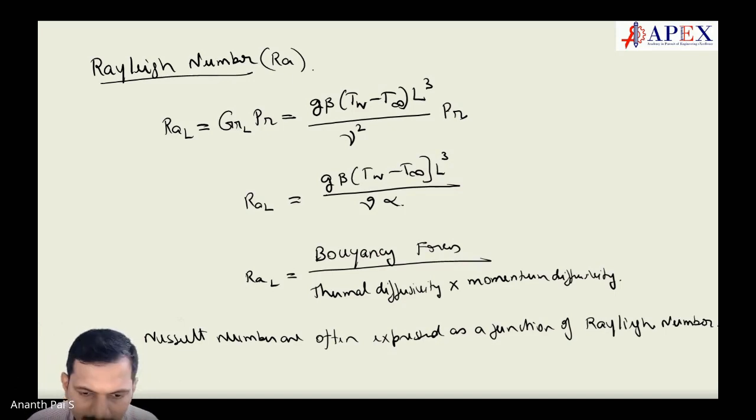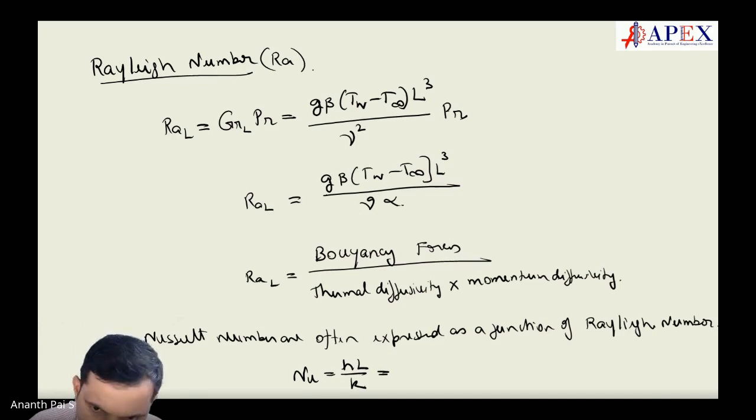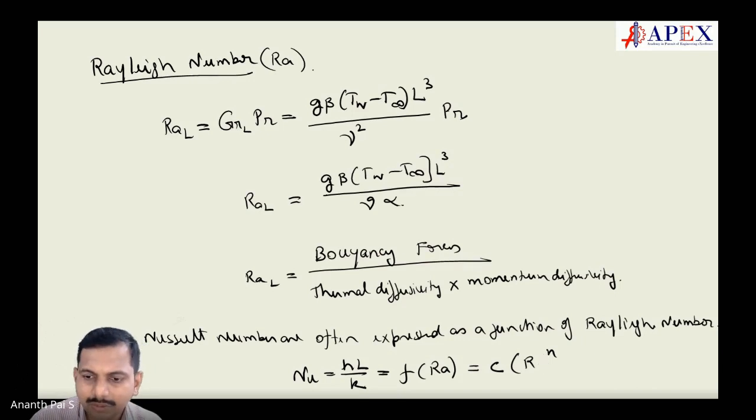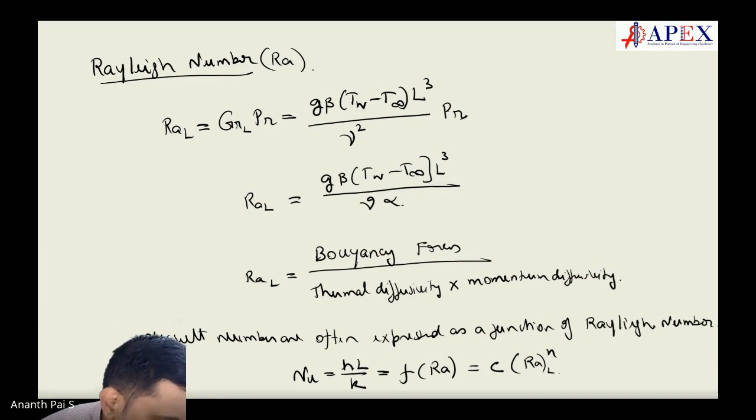So in your heat transfer data handbook, you can write this: Nu is equal to hL by k, which can be equal to a function of the Rayleigh number. Generally it can be like this: C into Rayleigh raised to n. This is how generally we can say it, for natural convection.